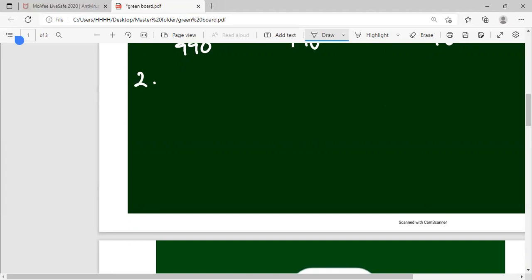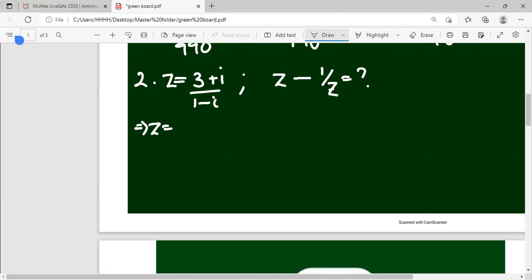So number two, we have got z being equal to 3 plus i divided by 1 minus i. So what we want to find is z minus 1 over z. What is this? All right. So what we can do is to rationalize this denominator.